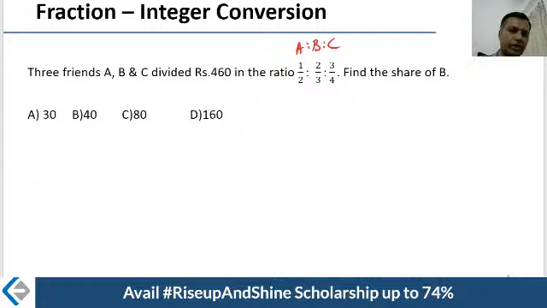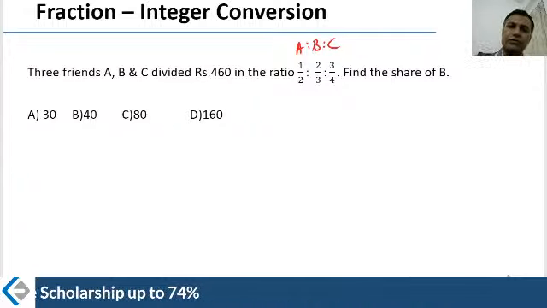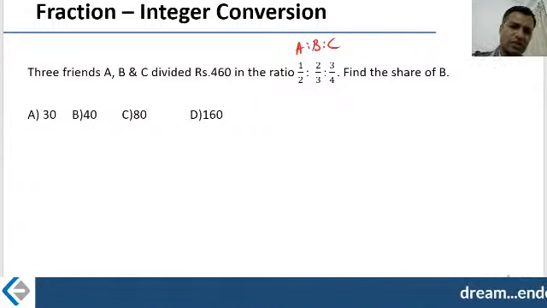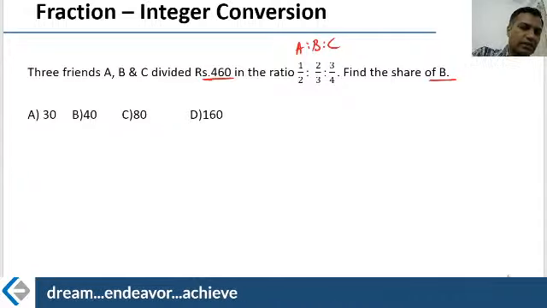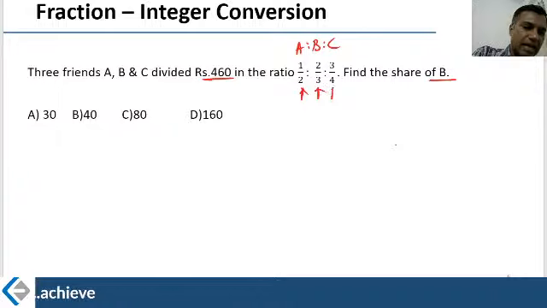Okay, A, B, C are in the ratio 1/2, 2/3 and 3/4. Doesn't look nice to calculate, but find the share of B. All right, so what happened there? There are three friends. 460 has been divided among them. So the author is asking what is the share of B? How many rupees should be given to B? The ratios in which they divided the money have been given here.